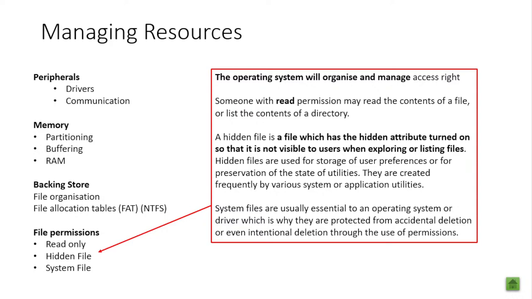Okay, so we manage resources through peripheral devices with drivers and communication across the motherboard. We've got memory, we've got partitioning, which is the splitting up of programs into different parts of RAM. We've got buffering, which is managing small memory modules in devices. And we've got random access memory and how things are passed in and out between primary and secondary storage. We have backing stores and file organization and file allocation tables, so organizing files and folders, and also managing where things are stored on secondary storage. And then we've got our three file permissions: read, hidden, and system files.